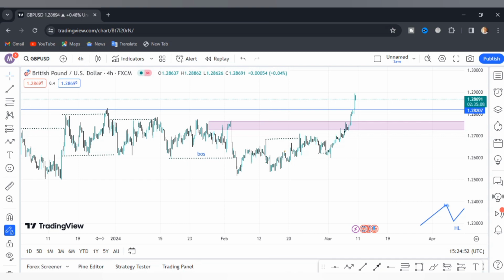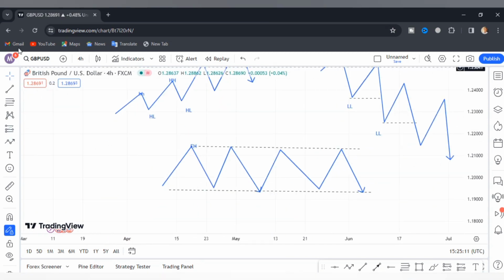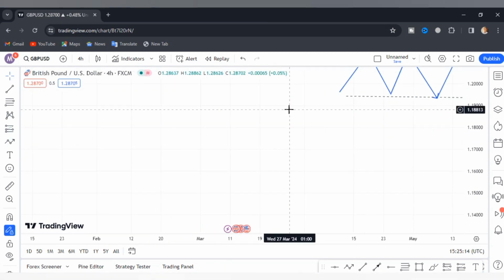Market structure can help you define if-then scenarios. For example, if a structure break occurs, then look to get short on the pullback. So if a structure break occurs, we should be identifying a pullback and getting a short position.